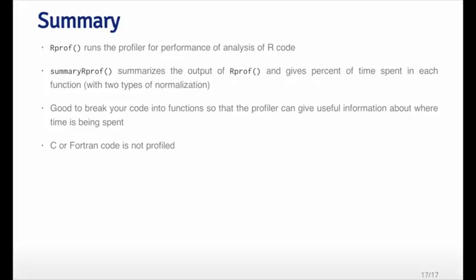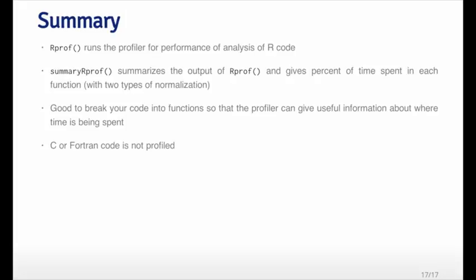The summaryRprof function summarizes the output from Rprof and gives you the percent time spent in each function. And I think the by.self type of normalization is the most useful for highlighting bottlenecks in your code. One of the implications of using the profiler is that it's useful to break your code into functions. So rather than have one massive function, it's useful to break your code into logical pieces that are different functions. And so the profiler can use this information to tell you where the time is being spent.